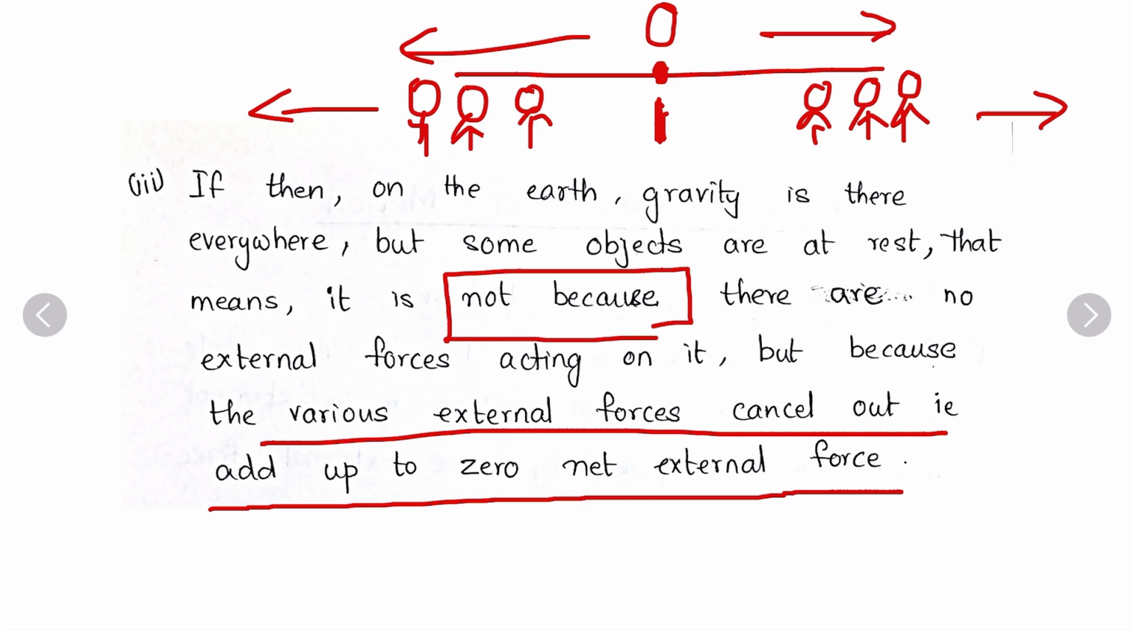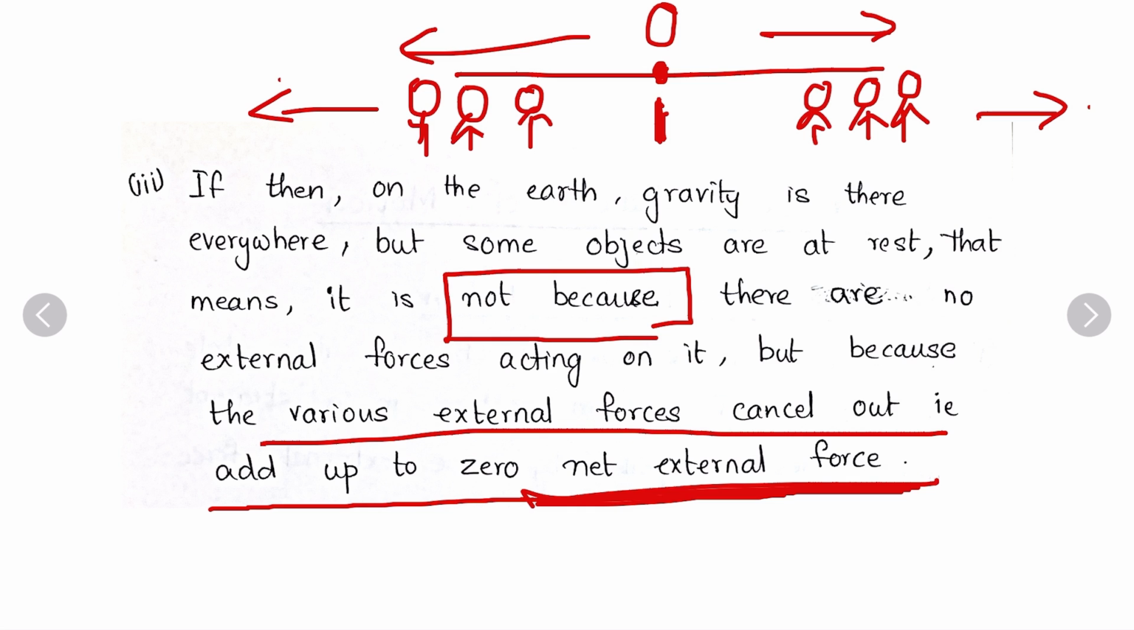20 people are applying their full force. That means a lot of forces are working on the rope, but it is not moving to the left side or the right side. What does it mean? That it is in equilibrium. Equilibrium means the various forces cancel out each other. That means left side force is equal to right side force. Therefore, they add up and finally the net force is zero. Net external force is zero.